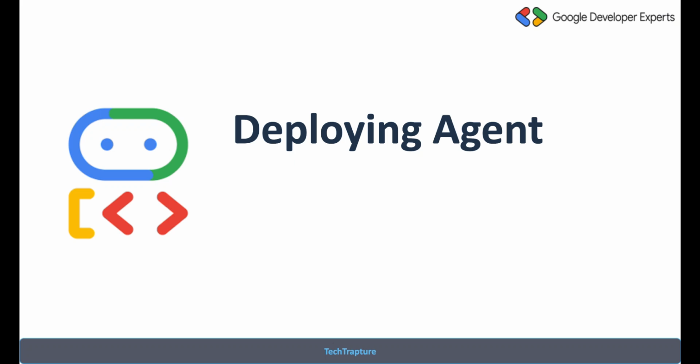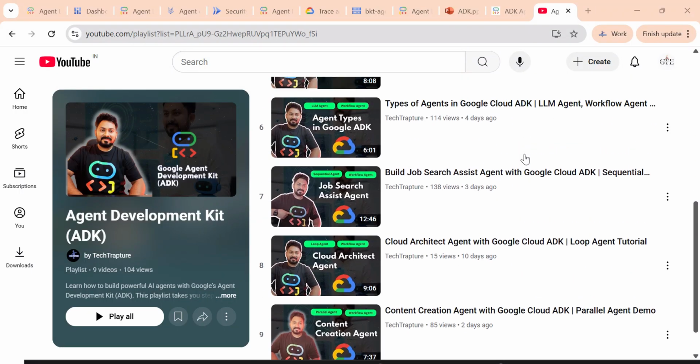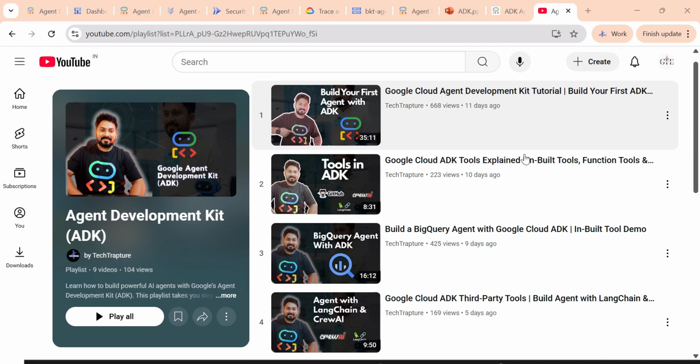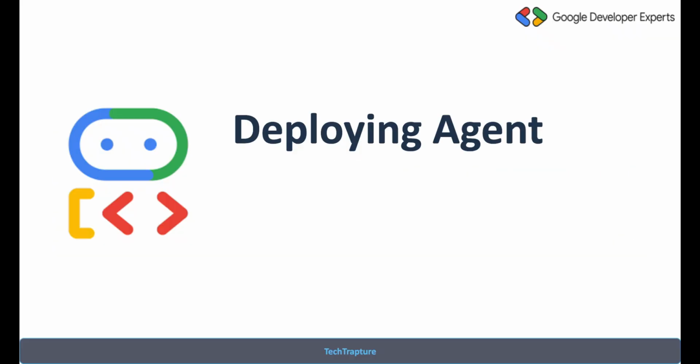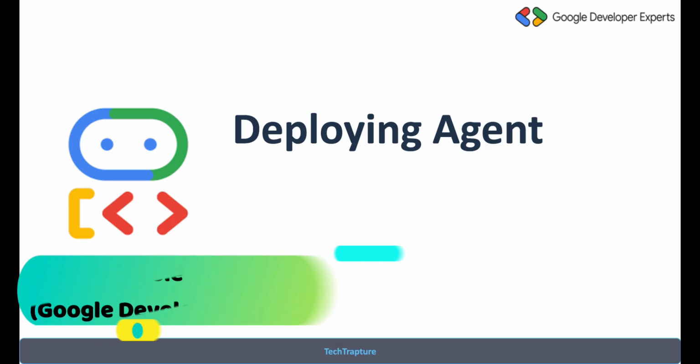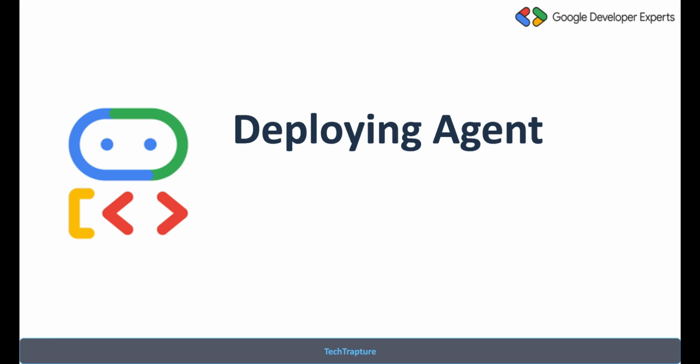So in our playlist, Learn Google Agent Development Kit, till now we have worked on multiple agents. We talked about how to create a first agent, how to create a multi-agent system, how to use tools, how to use workflow agent. In workflow agent we created a parallel agent, sequential agent, and a loop agent, and we saw multiple real-time examples, just like a content creation agent and the cloud architect multi-agent system. Then we talked about the job assistant multi-agent system and BigQuery agent.